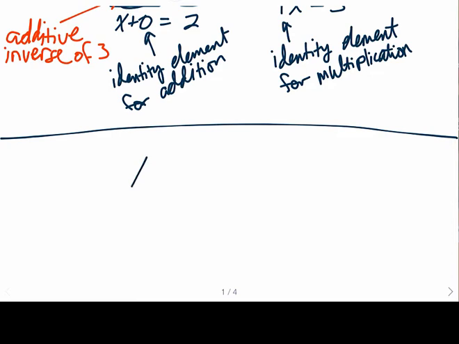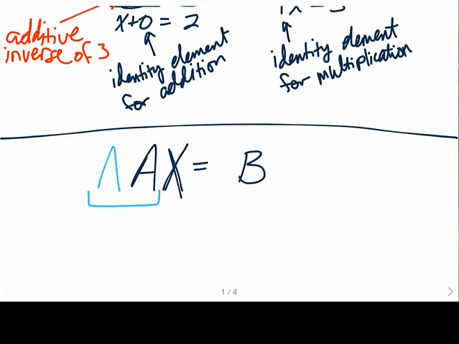If I had a matrix equation of the form AX equals B, and I wanted to isolate the variable matrix X, what I would need to do is multiply on the left-hand side by something that would turn A, the coefficient, into the identity matrix. In other words, I would want to divide by A, but I can't, and so I'm going to multiply by A inverse.